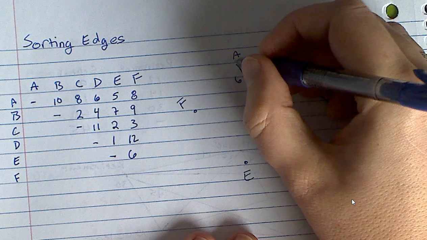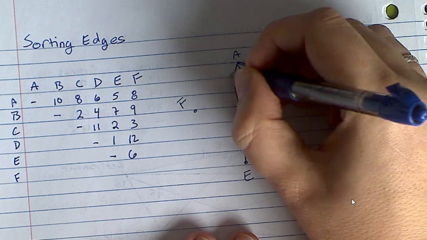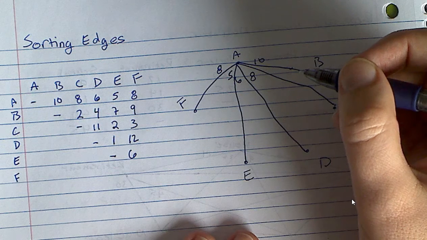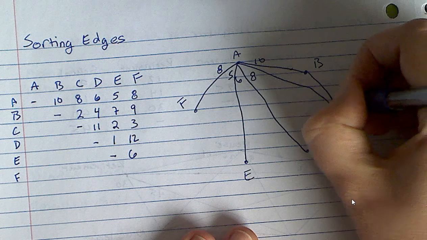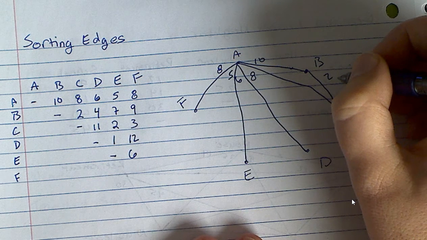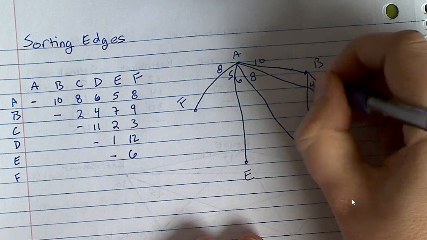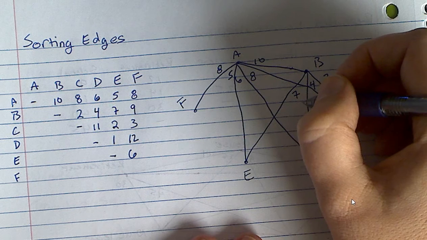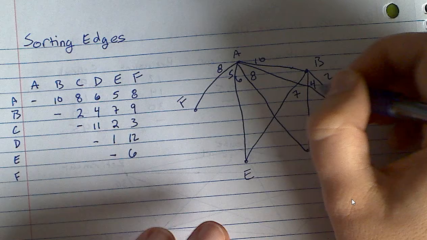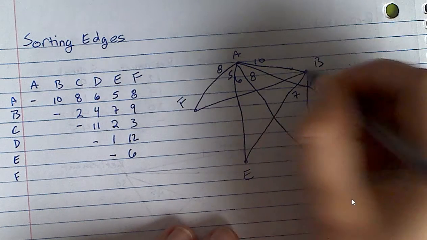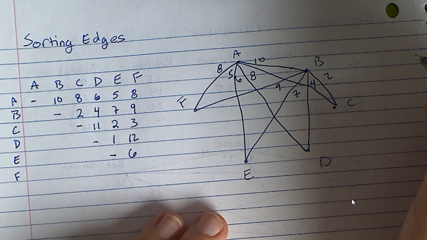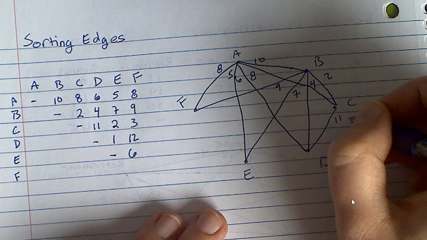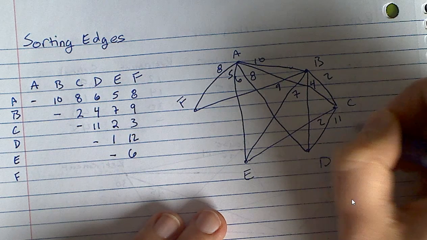A to E is 5. And A to F is 8. B to C is 2. B to D is 4. B to E is 7. B to E, or yeah, I did that one. And B to F is 9. Okay, and then C to D is 11. C to E is 2. And then C to F is 9.